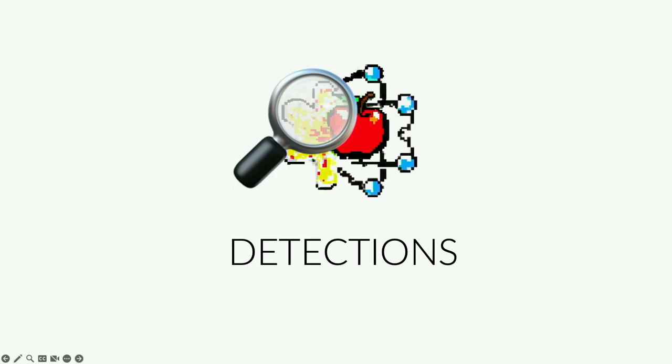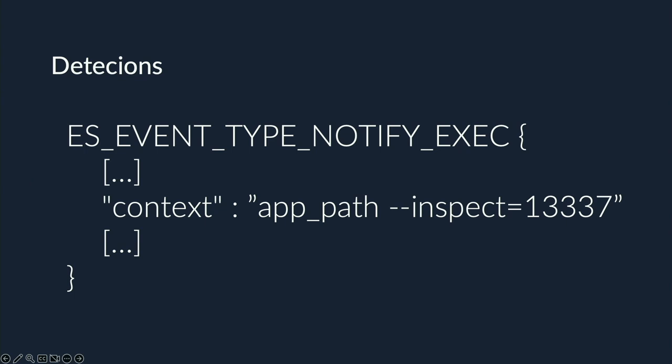Regarding the detections, as now on macOS we have the Endpoint Security Framework, the easiest way to detect such a technique is to filter for ES_EVENT_TYPE_NOTIFY_EXEC, because in the context parameter you will have all the flags passed to applications that are spawned. So if you detect that an inspect flag is used to spawn an Electron application, you may expect that something bad happened.